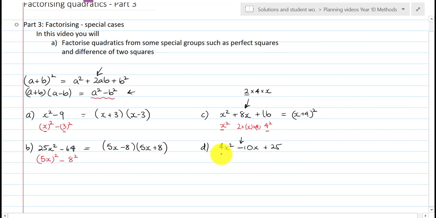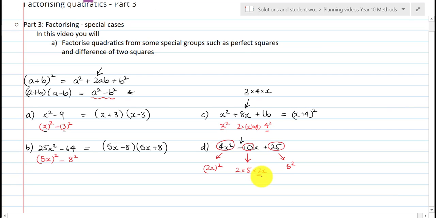So I've got 4x squared is (2x) squared, 25 is 5 squared. So the big question is, if you notice a square in each end, you might choose to just consider this: is -10x equal to 2 times 5 times 2x? And in this case, the answer is no. It looks like a perfect square because of the 10 and the 25 being half of 10 squared, but the 4x squared component has brought an extra factor of 2 in here, so we can't actually factorise that.